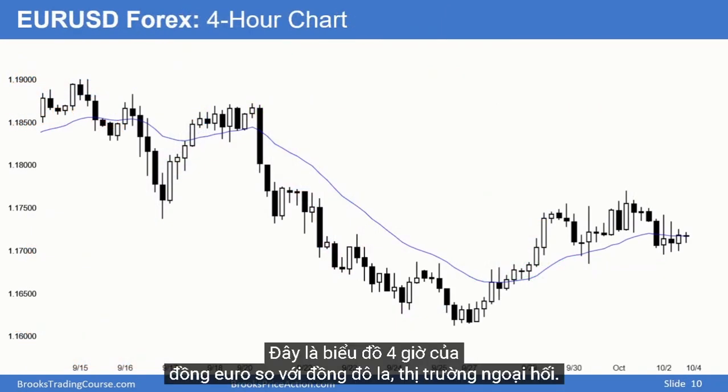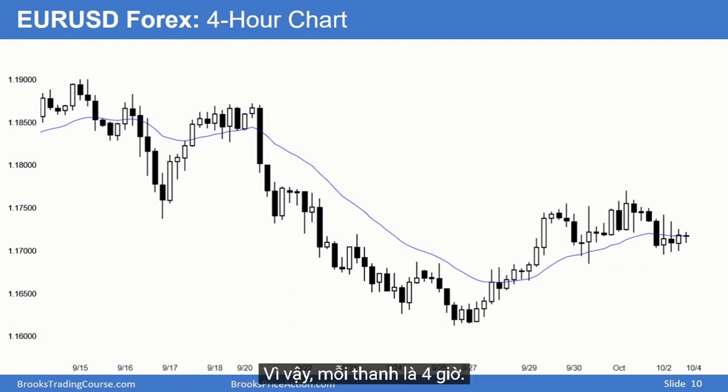This is a 4-hour chart of the euro versus the dollar Forex market. So every bar is 4 hours. Here's price here, here's time here.